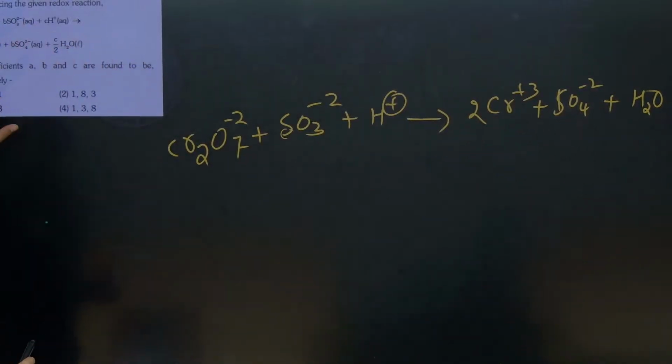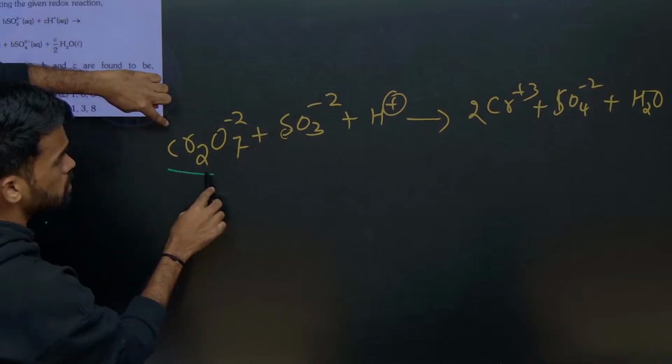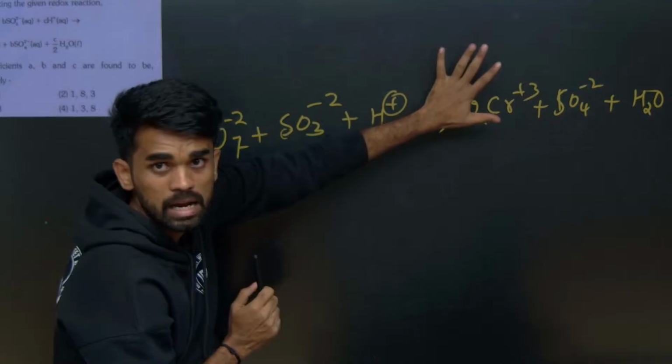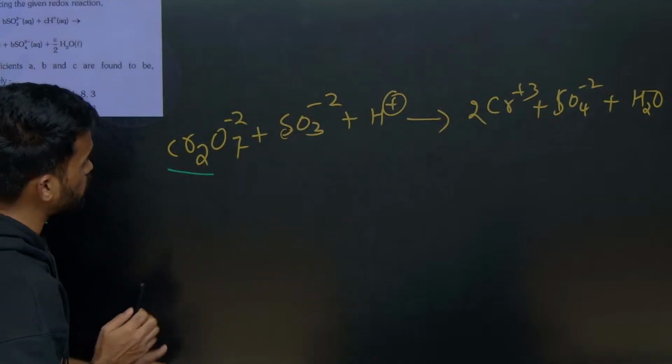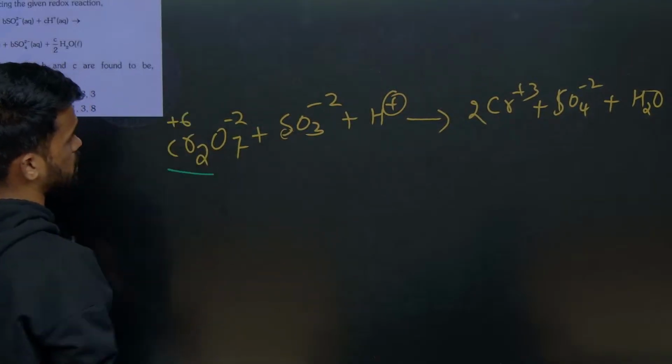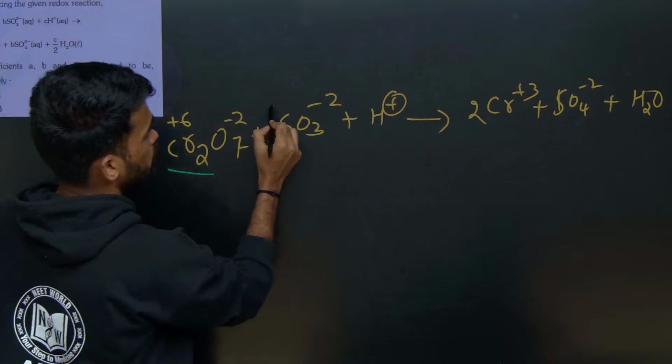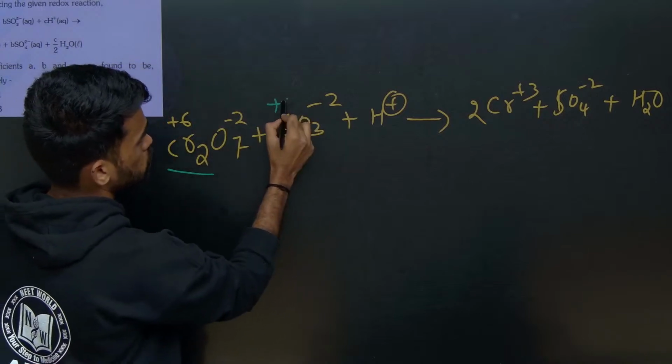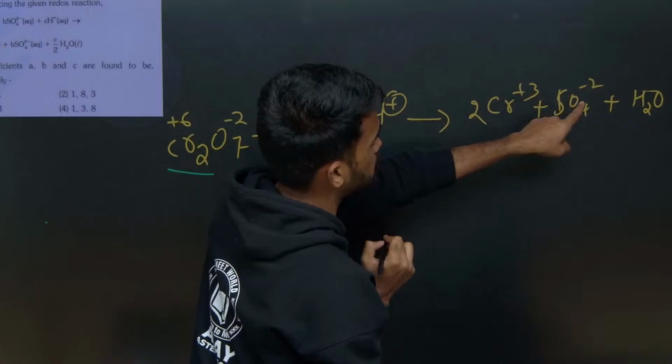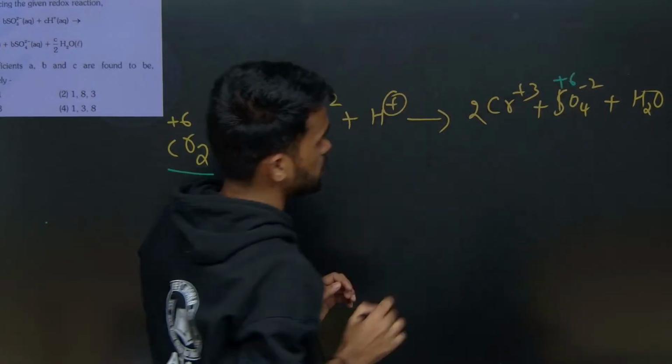So what are the coefficients A, B, C they mentioned here, right? How many chromiums are there? 2 chromiums, so it is balanced. First of all, what we need to do? We need to identify the oxidation state. For Cr2O7 it is plus 6, for SO3 2- it will be plus 4, and here plus 3. Here it will be plus 6. Like this you can do.